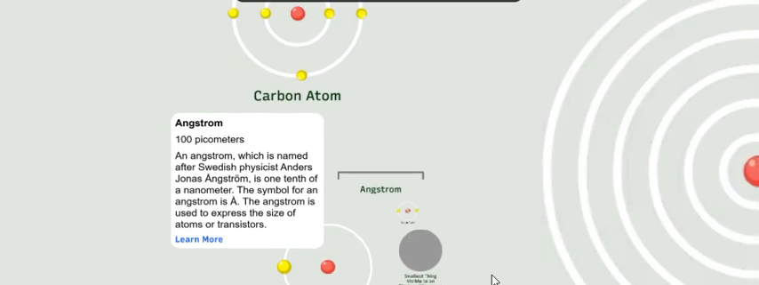Angstrom, 100 picometers. An angstrom, which is named after Swedish physicist Anders Jonas Angstrom, is 1/10 of a nanometer. The symbol used for an angstrom is Å, with a ring. The angstrom is used to express the size of atoms or transistors.